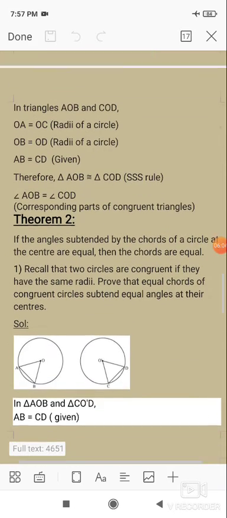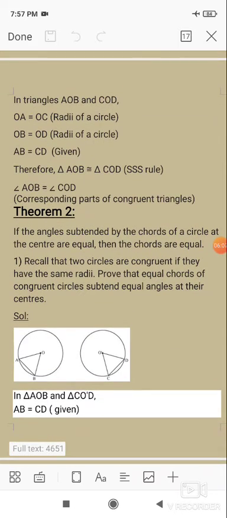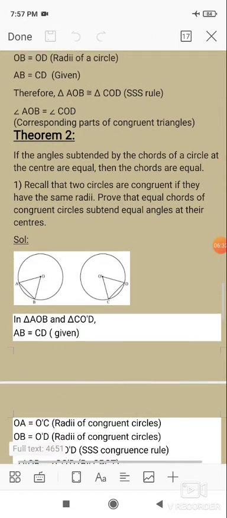Now listen carefully to the question, the first one. Recall that two circles are congruent if they have the same radii. What do we mean by congruent circles? Two circles having the same radii. Prove that equal chords of congruent circles subtend equal angles at their center.